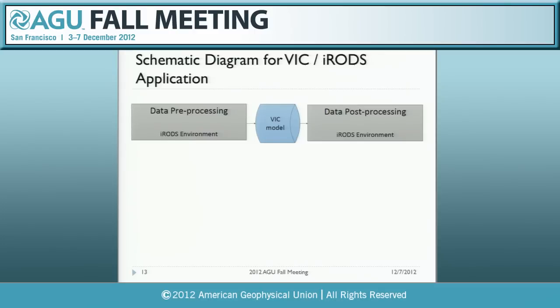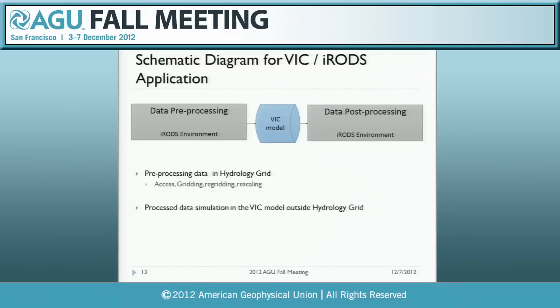So we want to use iRODS to automate the VIC model simulation, and we divided the end-to-end VIC iRODS application into 3 parts. First, we automate the data preprocessing, then we run the VIC model, and then we do the data post-processing. In data preprocessing, we will automate data access, gridding, and rescaling. The VIC simulation will happen outside the iRODS grid. Once the simulation is done, we will collect the data into the iRODS system and create maps and other figures.